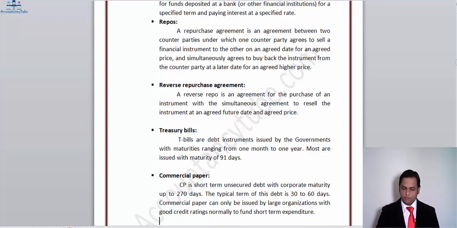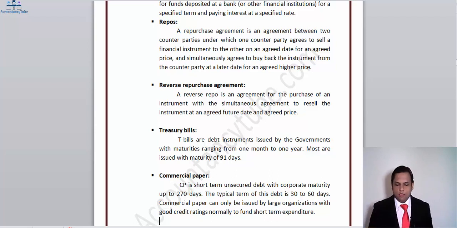Then we have got a reverse repurchase agreement. A reverse repo agreement is for the purchase of an instrument with a simultaneous agreement to resell the instrument at an agreed future date and an agreed price. It's basically the mirror image of repo. From a company's perspective, in the last example, I had made a repurchase agreement. From a bank's perspective, it is a reverse repurchase agreement.